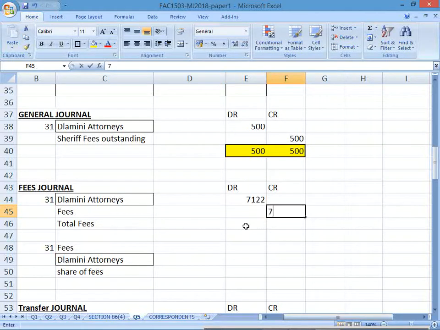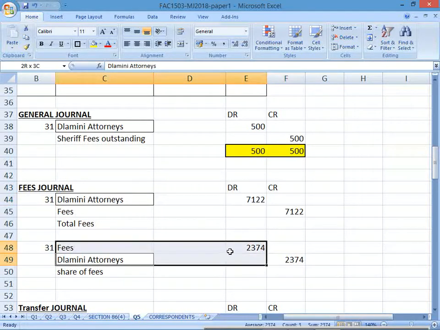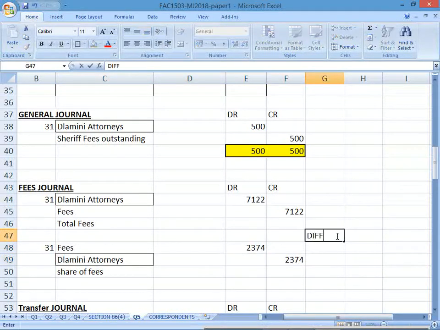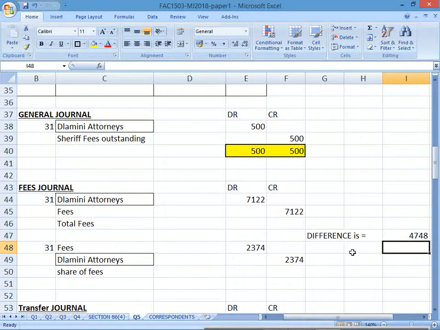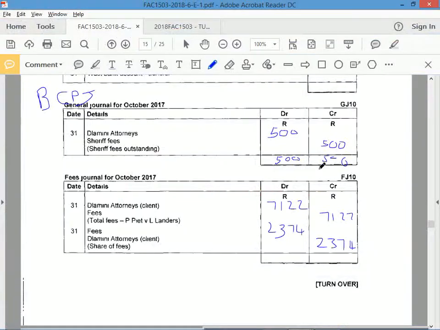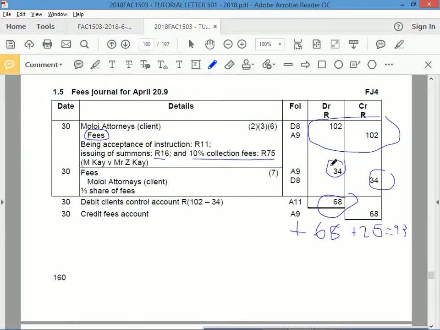7122, 2374. Okay, and then the net amount, the difference here, is the 7122 less the 2374, which is the 4748. Okay, so coming back to this, again, let's relate it to this.